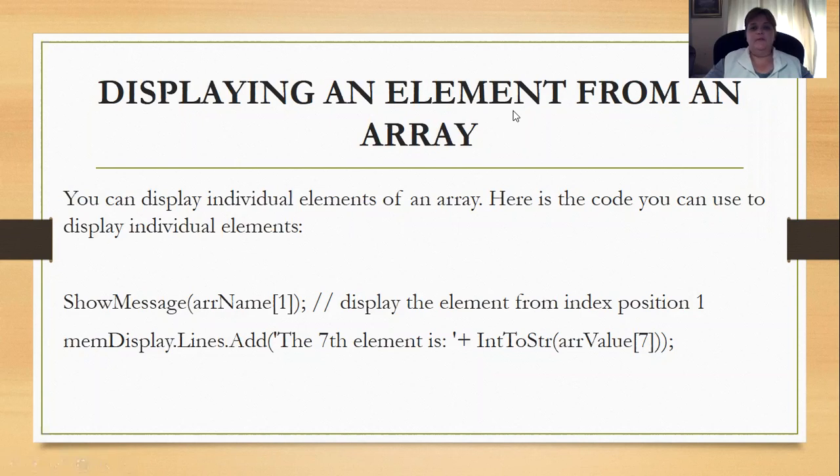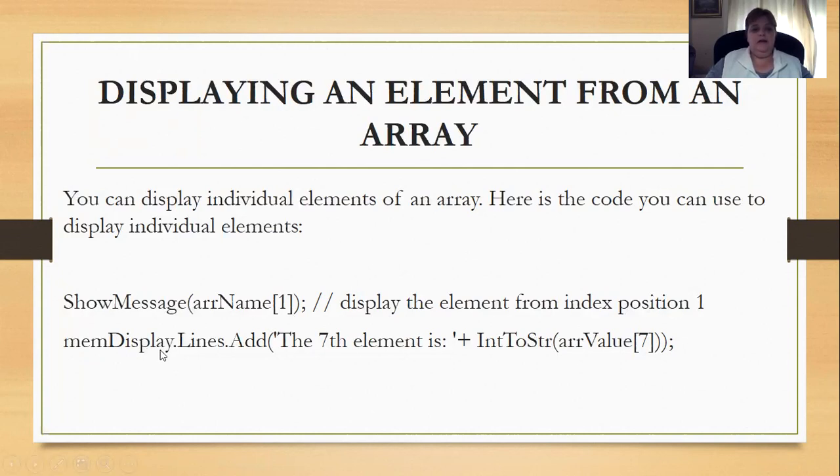Displaying an element from an array. You can display individual elements from an array. Here is the code so that you can see how it is done. I will use a show message. Then rNames, remember we always use the prefix r for array. That's my variable name, and my index is 1. So display the element from index position 1.